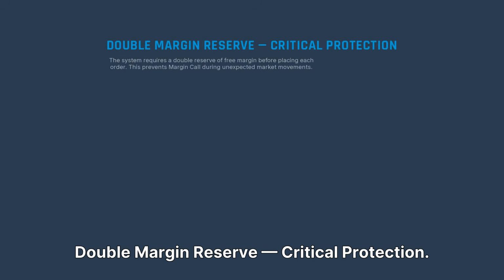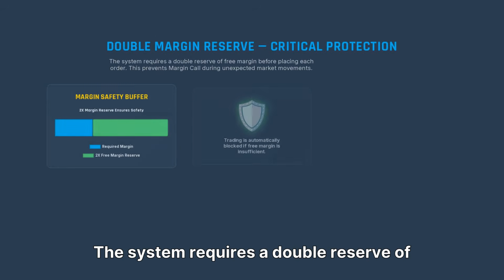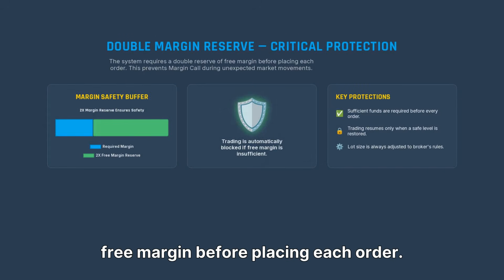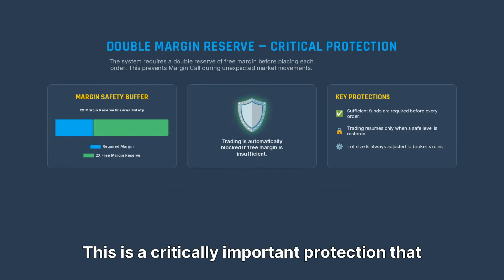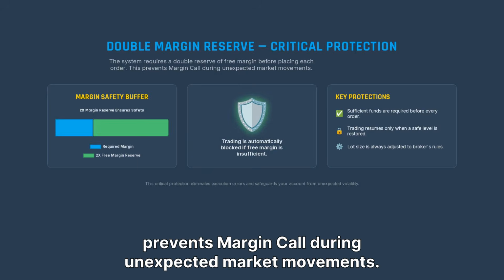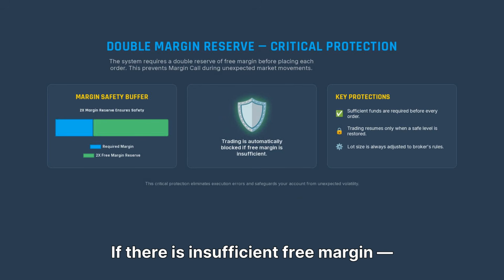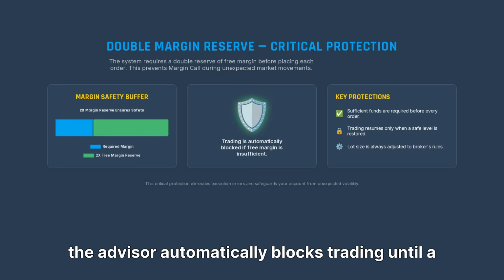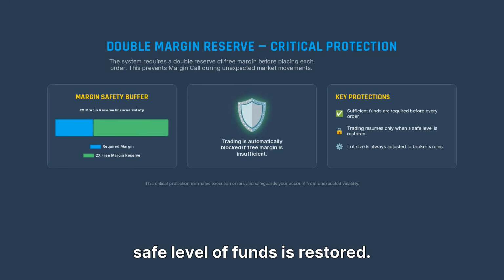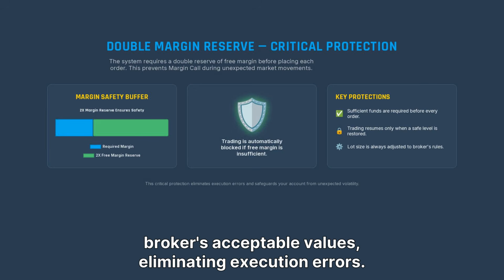Double margin reserve, critical protection. The system requires a double reserve of free margin before placing each order. This is a critically important protection that prevents margin call during unexpected market movements. If there is insufficient free margin, the advisor automatically blocks trading until a safe level of funds is restored. Lot size is always adjusted to the broker's acceptable values, eliminating execution errors.